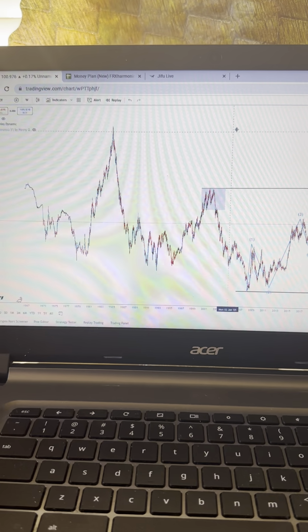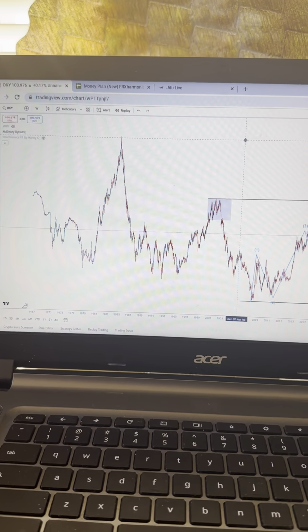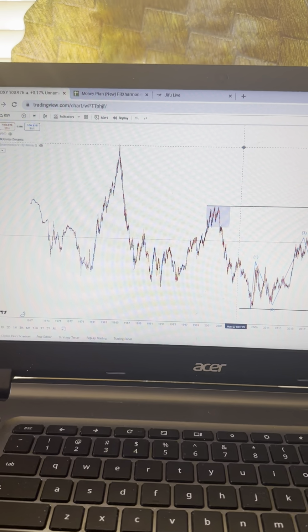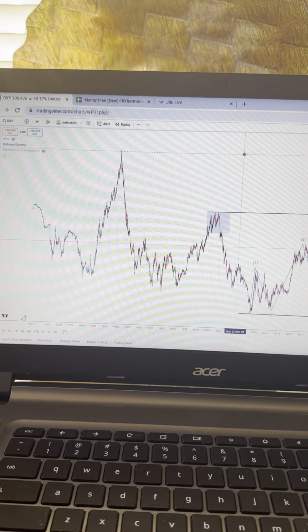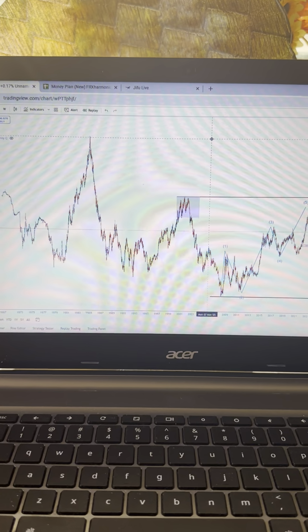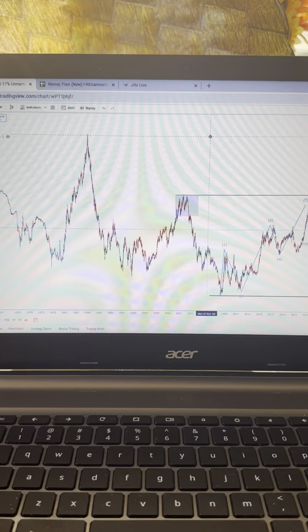Alright, let's get to work. So this is the DXY. This is the other currency. I'm showing y'all the other currency setup that I was interested in, which is the Euro USD.